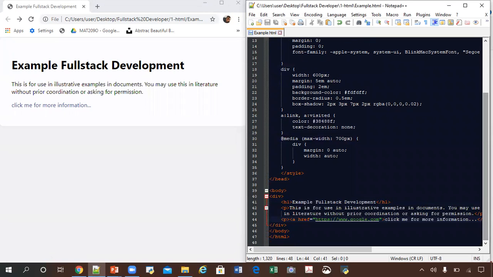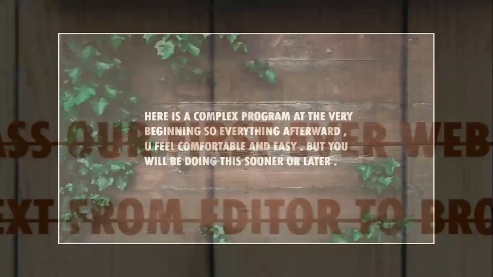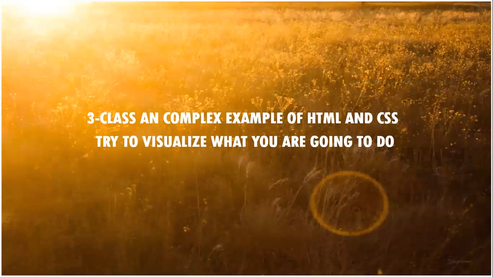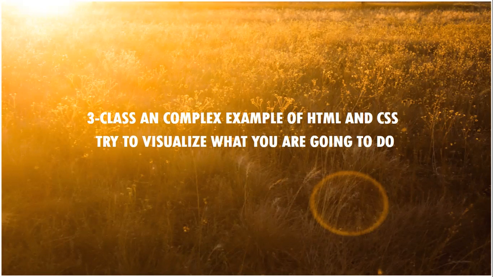It is the most complex code you will see in this whole HTML chapter. You of course didn't understand it very conveniently, but this is what you are going to be doing in, I guess, three to four weeks. So we're done here. So it was the third class about a complex example, HTML and CSS. Try to visualize what you are going to do, and it is done.